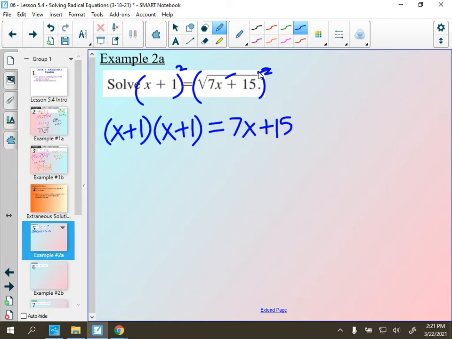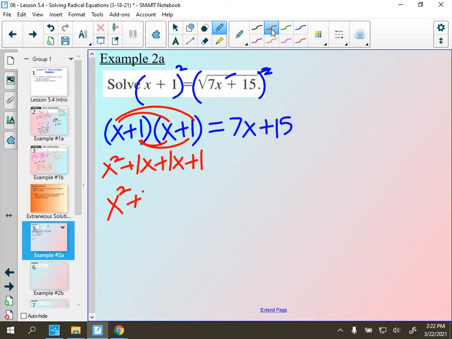But on the left side, we have a little bit of a FOIL situation going on here. x squared, 1x, plus another 1x, plus 1, which combines to x squared plus 2x plus 1. Okay, and we're equal to this 7x plus 15. The issue that some of us might have right now is, how do I solve this? There's an x squared, and the radical's gone, which is awesome, which was the hang up initially. But how do we finish this?